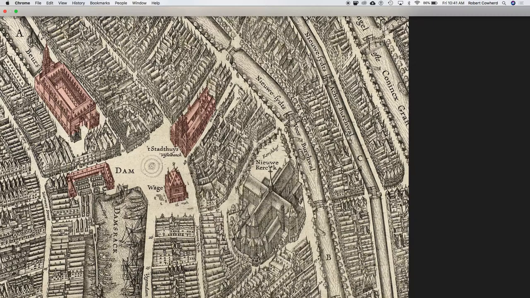So here's the Amsterdam Exchange. Here's the main river of Amsterdam, the original river of Amsterdam. This is the first place where this water body was crossed. This is where the fishing boats first settled, and there's still a fish market there. Here is the Bureau of Weights and Measures.